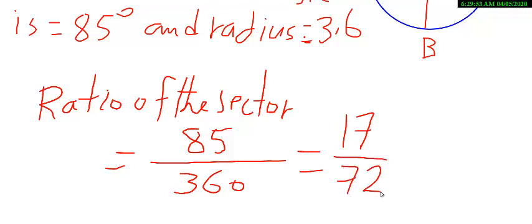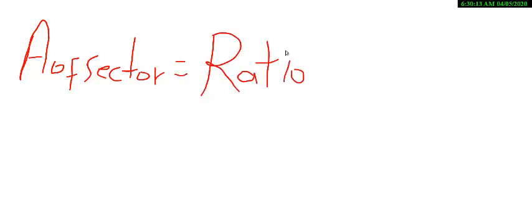Once you get the ratio of the sector, you have to multiply this ratio by the area of the given circle. It will give you the area of the sector which is required. So I'm gonna go up a little bit. I'm gonna say here area of sector equals ratio multiplied by area of the circle.